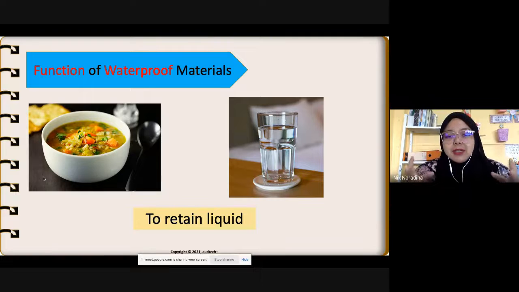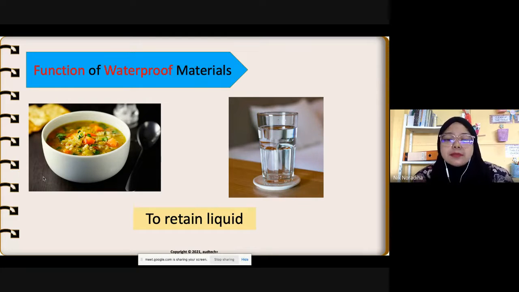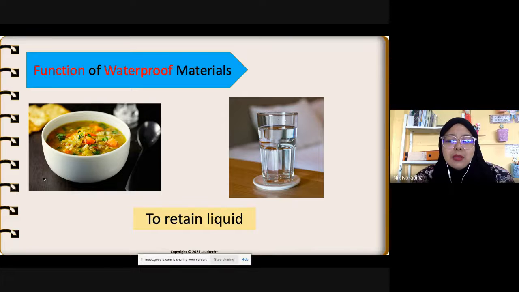Retain means to keep the liquid. For example, your glass. What will happen if your glass can absorb water? If your bowl can absorb your soap? The water will disappear. If your water bottle can absorb water, the water will come out. So your water bottle cannot keep your water, cannot retain your water. Okay, so that is what is meant by retain.